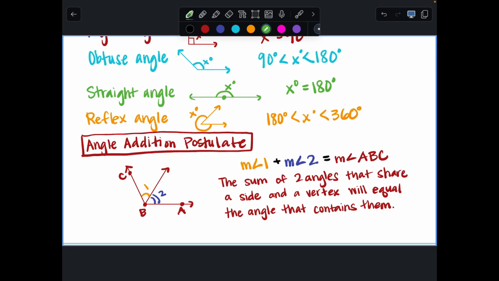So B is our vertex. The two angles share a vertex, and they share a side. So the side that they share is this middle one. So when you see M and the angle symbol, it means the measure of angle.